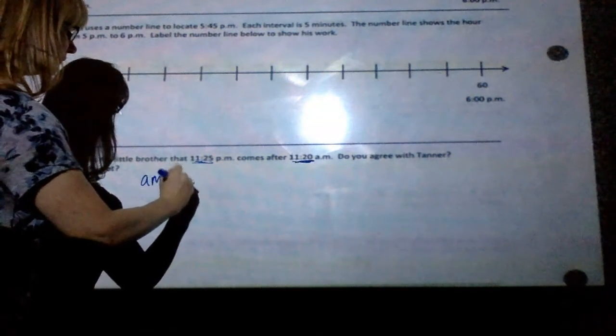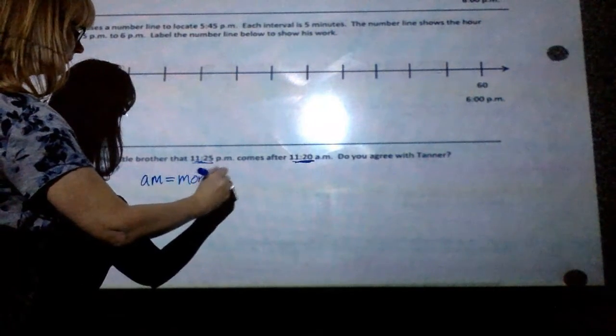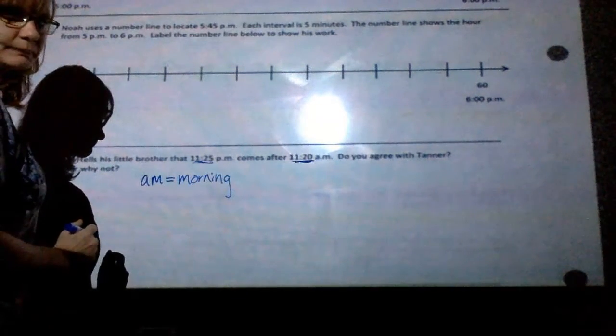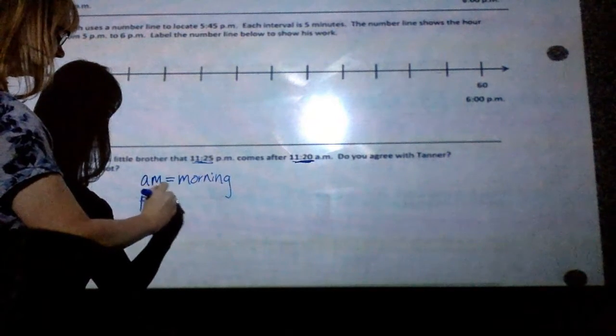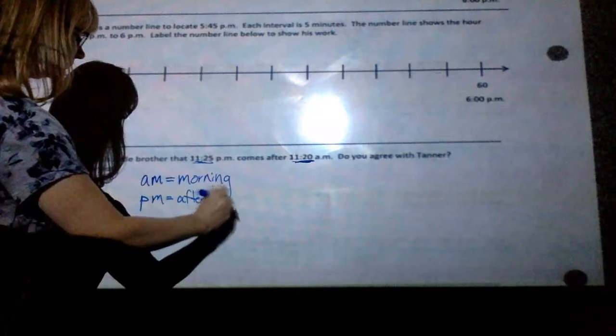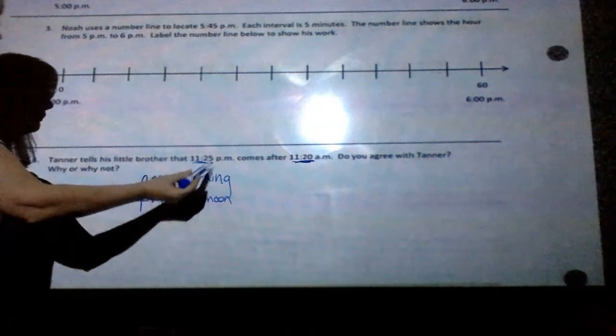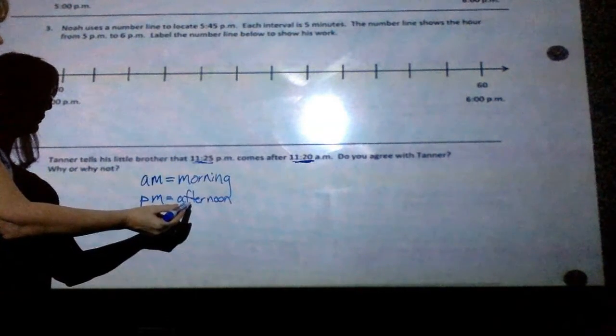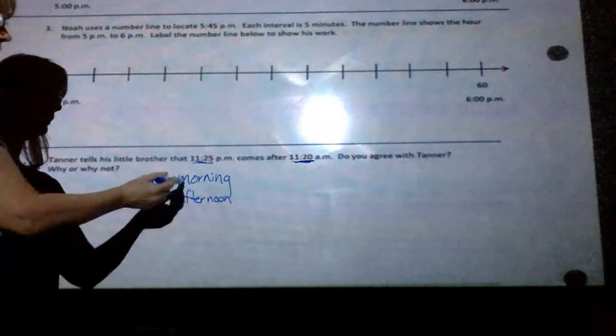PM and AM, you've probably seen them before. Do you know what they mean? It's this easy. AM equals morning, before noon. PM is afternoon. So when you read this, it's saying 11:25 in the afternoon comes after 11:20 in the morning. Do you agree or disagree?